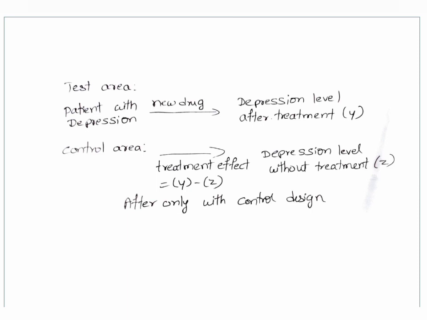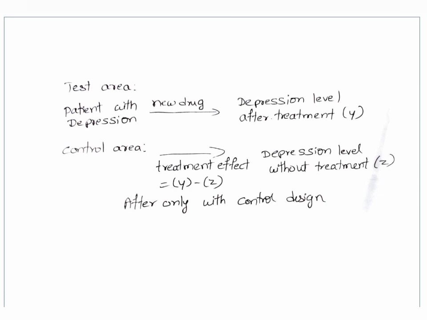Next, after applying the new drug, the depression level is considered as Y after the treatment. But in the control area, the patients with depression are not treated. So depression level without treatment is considered as Z. The treatment effect is calculated by subtracting the depression level after treatment of the drug minus depression level without treatment.